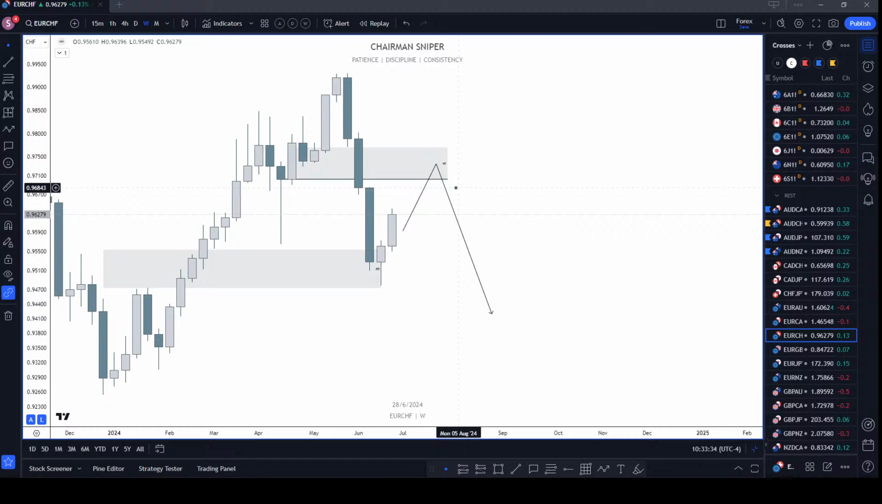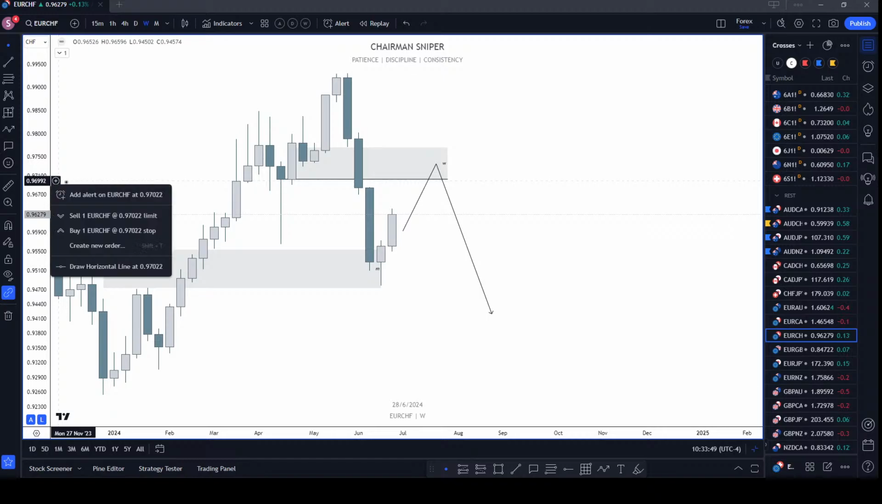So in keeping with lower prices on Euro USD, you would want price to actually come up into this weekly on Euro CHF and then trade lower. For now, I don't believe that price will get into here this week, but we're gonna set the alert and we're gonna wait.